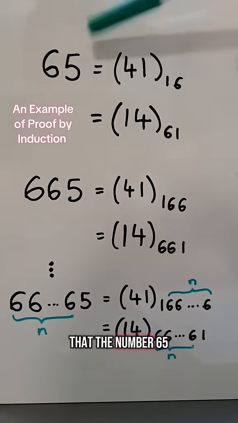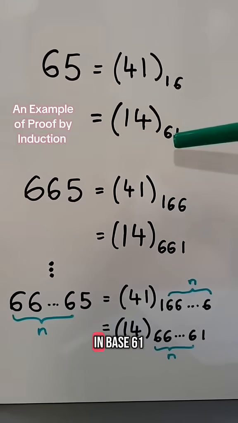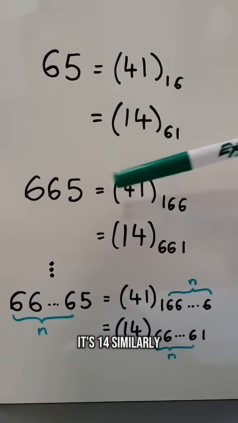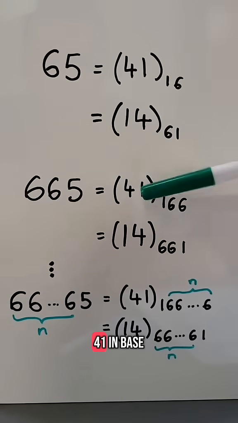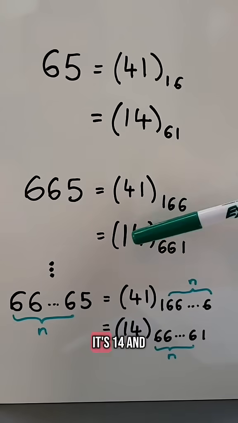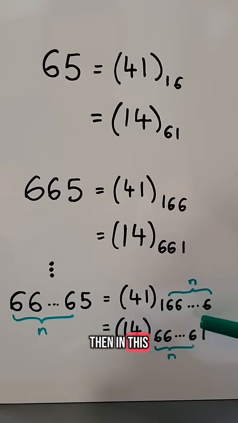The claim is that the number 65 is 41 in base 16, and in base 61, it's 14. Similarly, 665 in base 166 is 41, and in base 661, it's 14. And similarly, if you write that number with n sixes, then in this base, it's 41, and in that base, it's 14. So let's prove this claim.